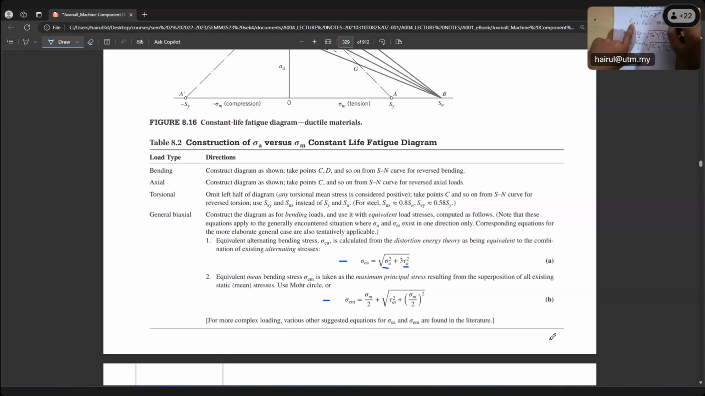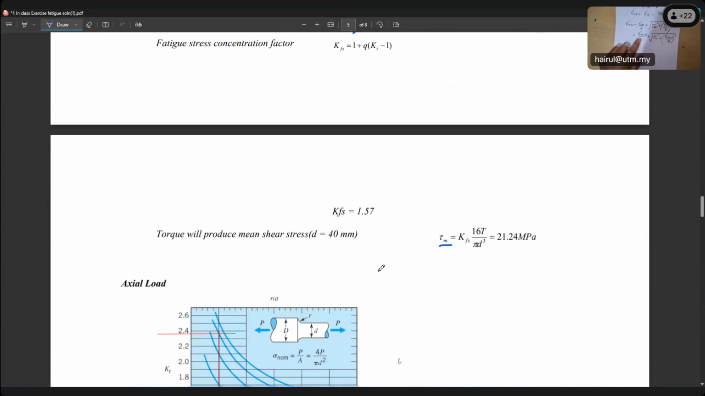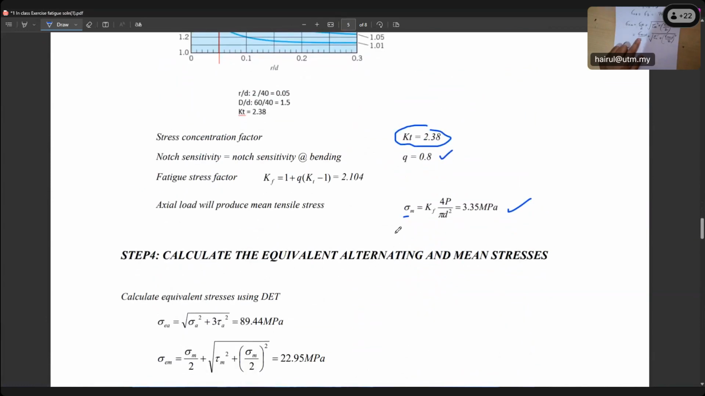But torsional, they don't have alternate, right? So it means for sigma EM, we have sigma axial over 2. Remember sigma axial that we calculated just now, sigma axial is mean. This is sigma mean, sigma axial is 3.35 megapascal, over 2, plus square root. Tau mean we already calculated just now.